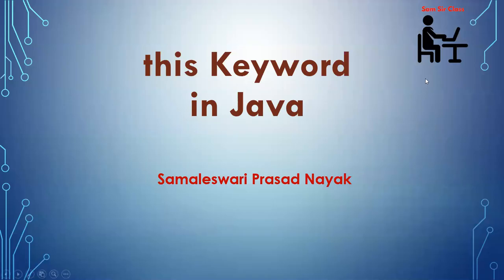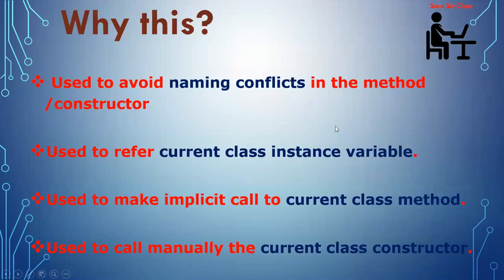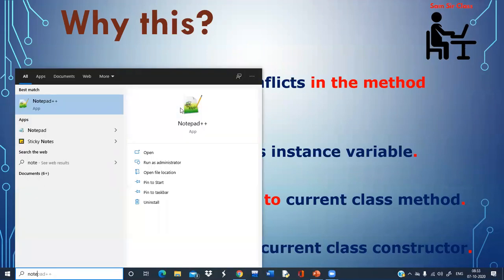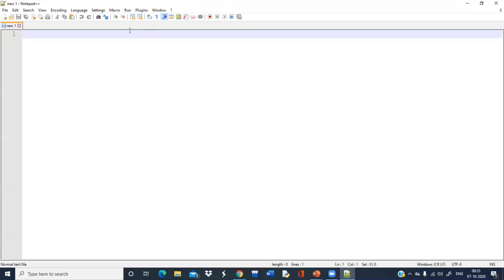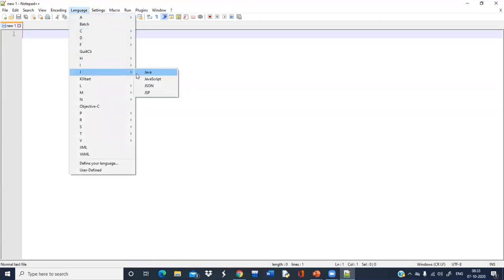Hello everyone. Through this video, we will discuss the importance of this keyword in Java. Before going to the depth of the concept, let's understand why this keyword is required. First of all, the most important thing it does is avoid name conflicts in a method or constructor. Let's see through an example how the name conflict problem will be solved by this keyword.